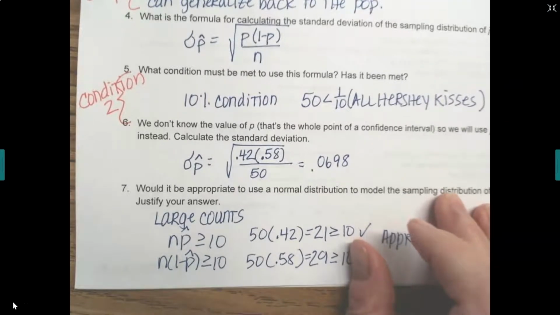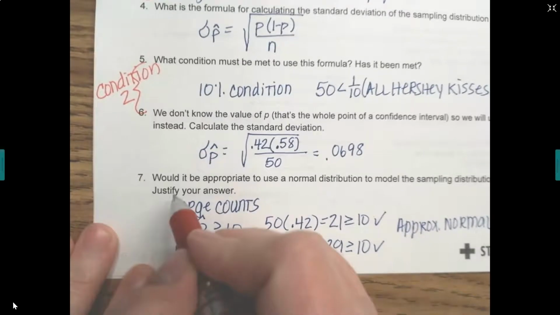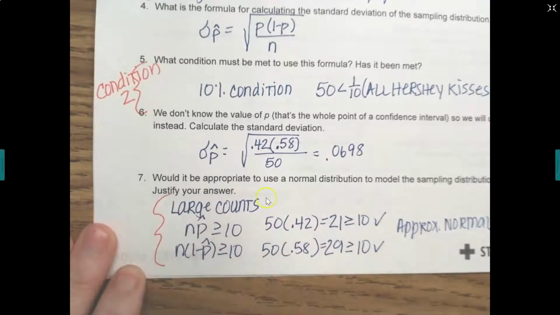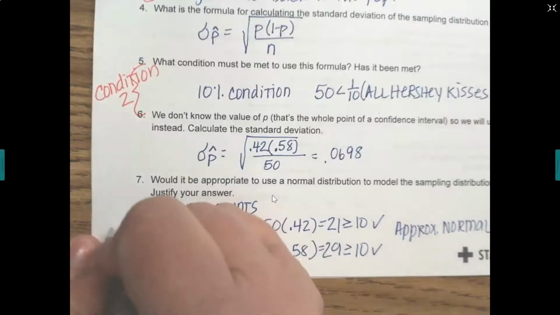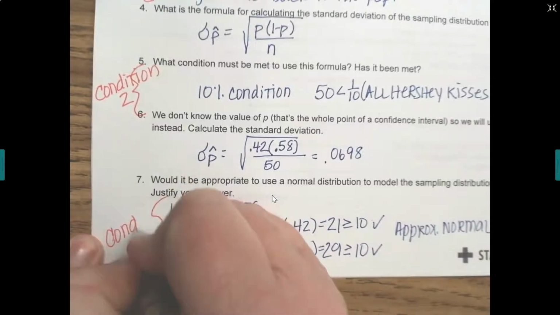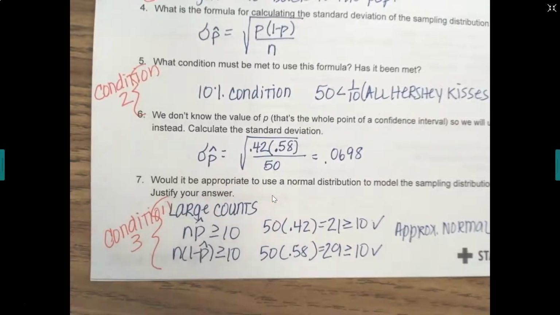And then the last thing we need to do is make sure that our distribution is approximately normal, because if it's not normal, we can't perform z-score calculations on it. So this is the third condition that must always be checked. Condition 3. Okay? So all three of these are going to have to be checked each time we're trying to do these problems.